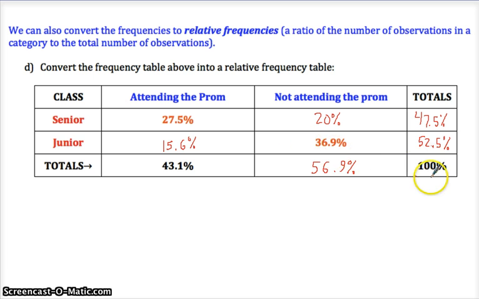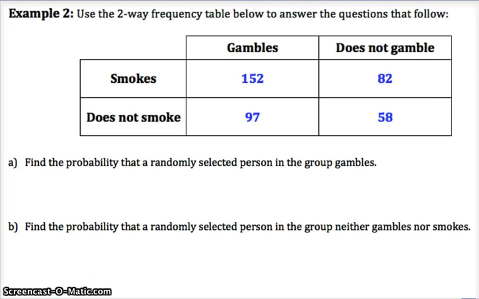36.9% of the total number of people, of everybody, were juniors not attending the prom, etc. So these 4 blocks have to add up to 100. That's a little bit strange, but that's what that means. Okay, use this two-way frequency table to answer these questions. Find the probability that a randomly selected person.